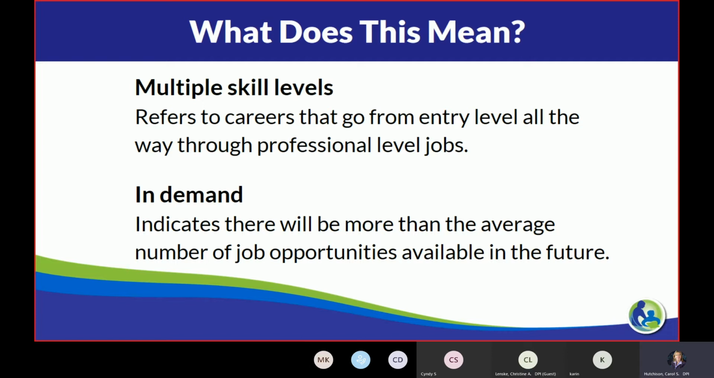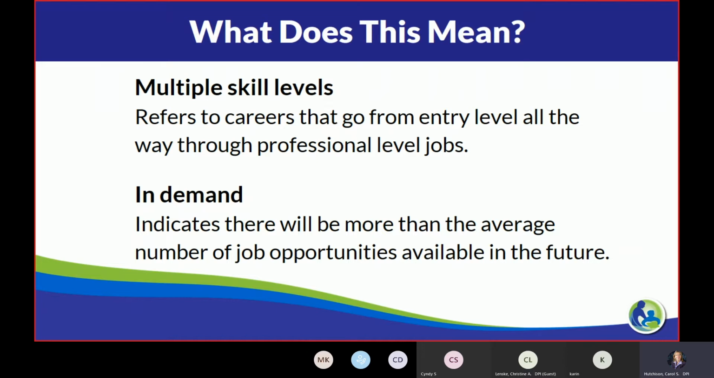You can see verbatim what the law requires in the Wisconsin CLNA guide. But in plain language, what it means is that any local pathway that you develop as a part of your Perkins application needs to reflect in-demand industries, and these industries should have job opportunities at multiple skill levels. Let's break this down a bit.